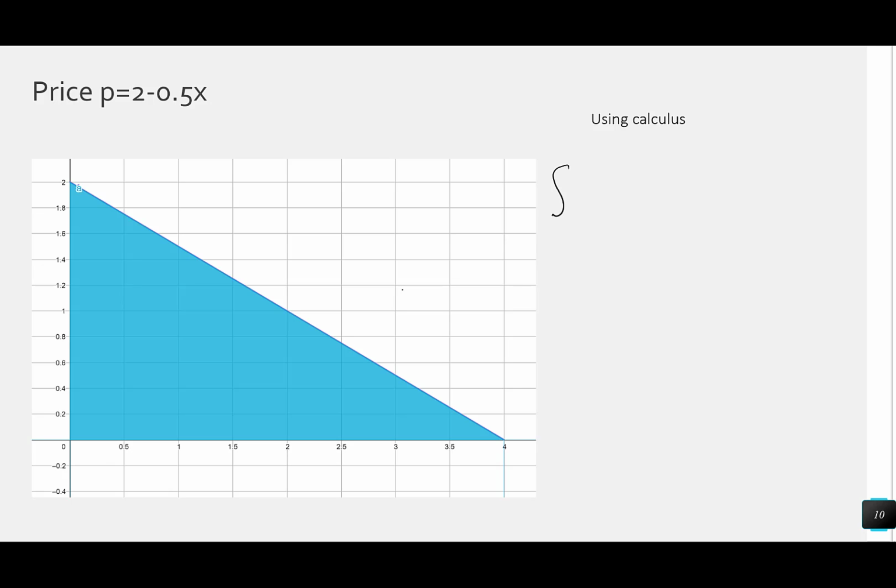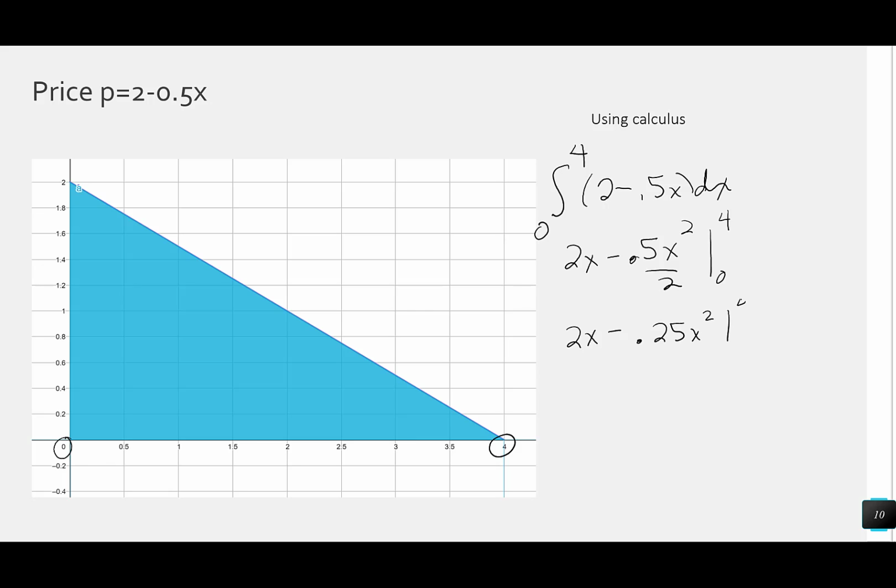So here, in this integral, I'm going from 0 to 4. Our function is 2 minus 0.5x dx. To integrate, 2 gets an x, so now I have 2x. The 0.5x was power 1, so I'm going to make it power 2 divided by 2. We're going to put in 0 and 4. Let's pretty that up first. This is 2x, and 0.5 divided by 2 is 0.25, and that's x squared, from 0 to 4. We're first going to put 4 everywhere, so I'm going to have 2 times 4 minus 0.25 times 4 squared. Subtract, I'm going to put 0 everywhere: 2 times 0 minus 0.25 times 0 squared.